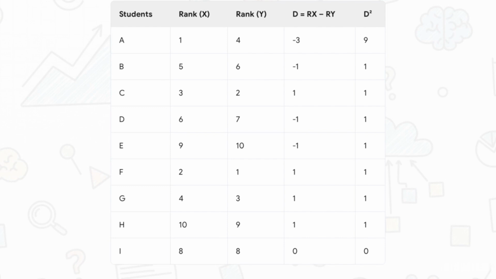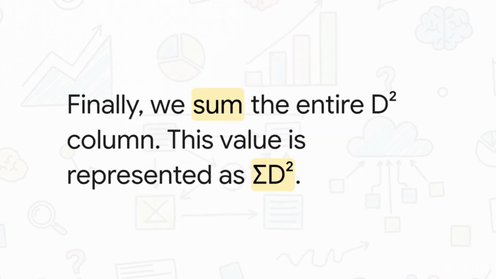For student J, their difference was 2, so that becomes 4. We just do that for every row, and now our table is complete. Our data is prepped and ready to go. After all that work setting up the table, it all comes down to just one number.